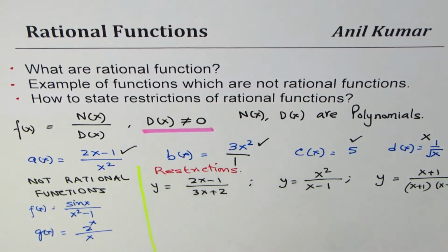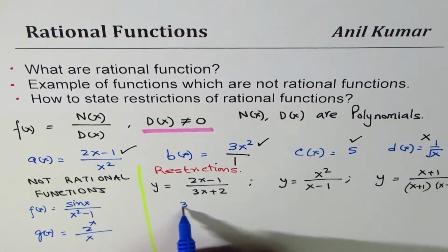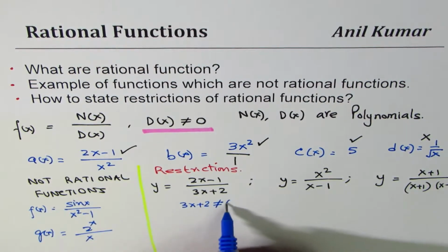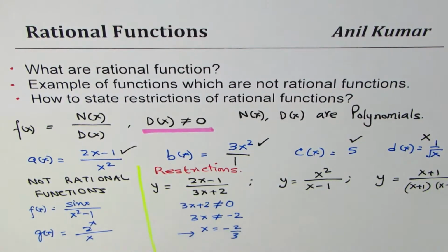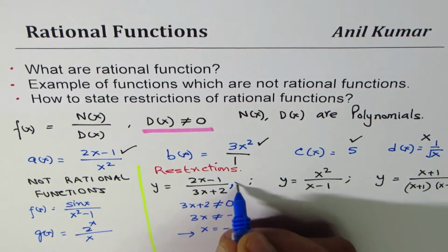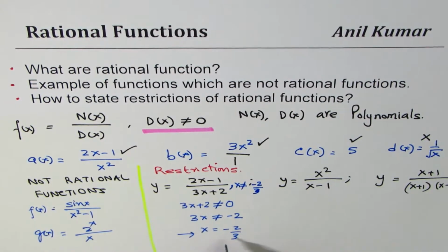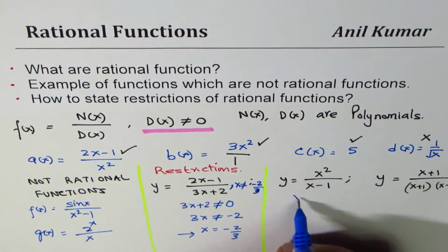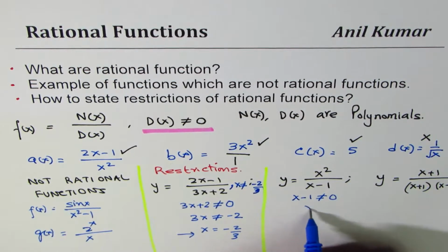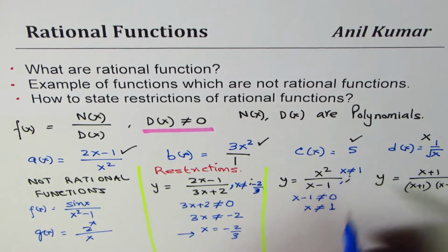To find restrictions, what should we do? We can equate the denominator to 0, right? So we say 3x plus 2 should not be equal to 0. 3x is not equal to minus 2, or x is not equal to minus 2 over 3. So that becomes the restriction, right? So we'll write here x is not equal to minus 2 over 3. Got it, right? Similarly, for the next function, we'll say x minus 1 is not equal to 0, or x is not equal to 1. So the restriction here is that x is not equal to 1.